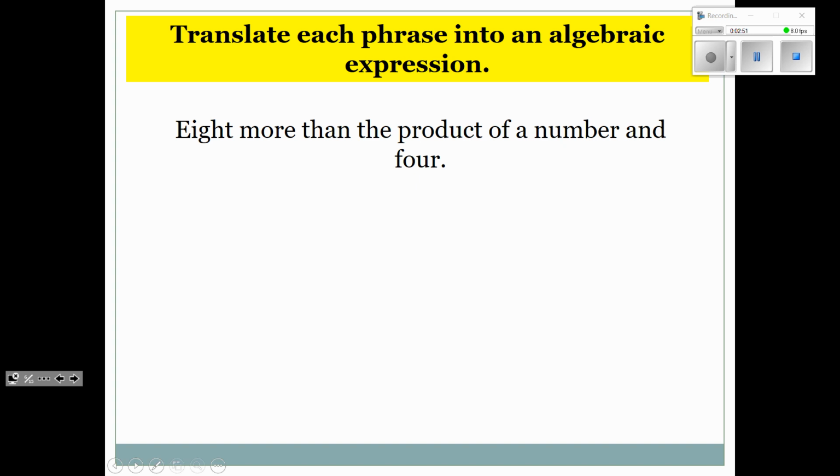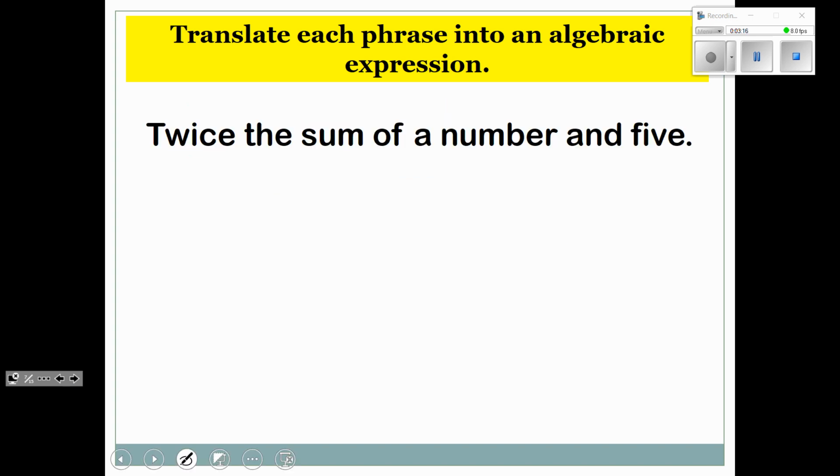If it reads 8 more than the product of a number and 4, first we have 8. More than is an indication to add. Product means multiplication. It says the product of a number and 4. Rewrite that as 4 times a number. The coefficient is always written first.